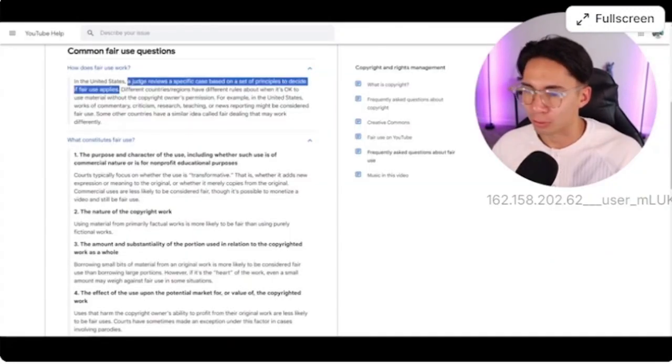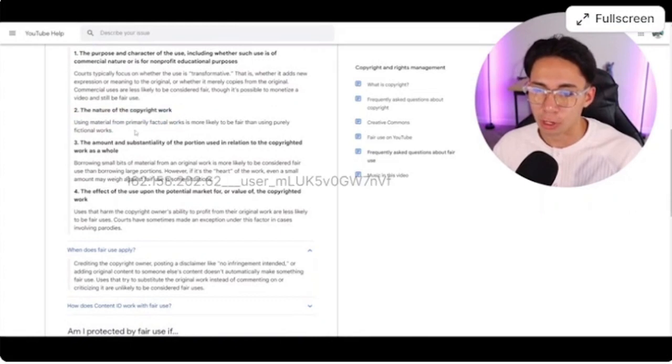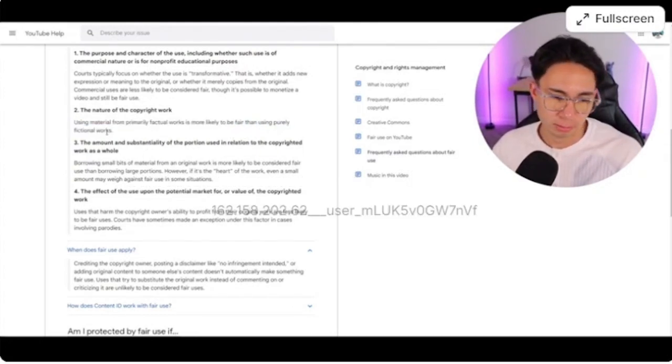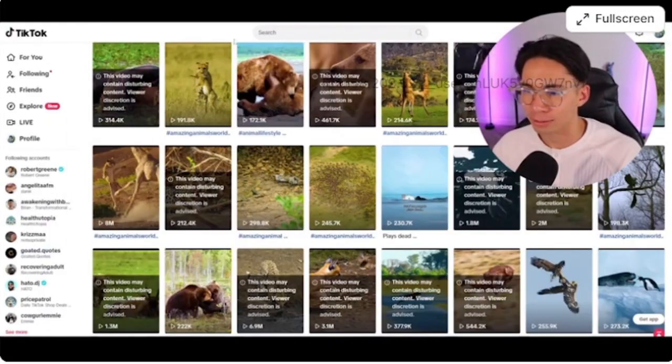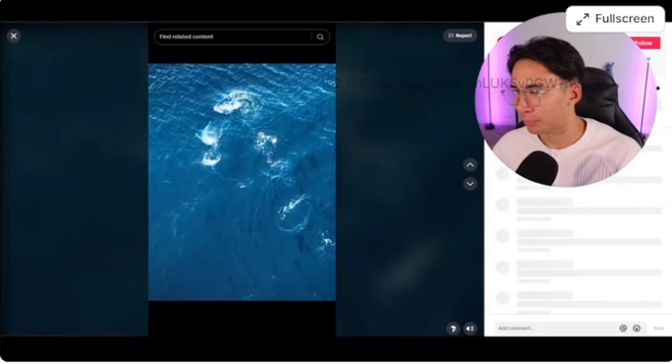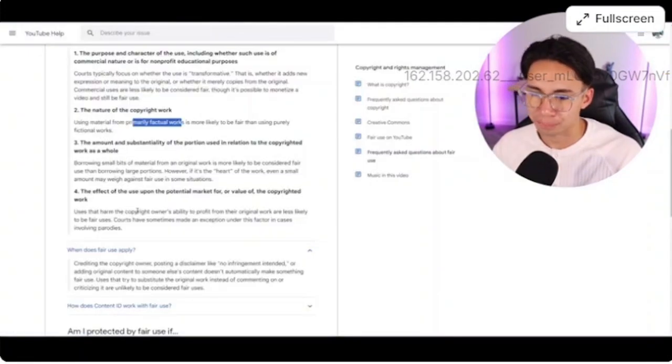But oh wait, no, I wanted to keep going in here. So this is also very important, the nature of the copyrighted work. Like I was saying, using material from factual works is more likely to be fair than using it from fictional works. For example, a fictional work could be Despicable Me, SpongeBob, stuff like that. Factual works would be more like something like this, outside in nature. Whoops, wrong screen.